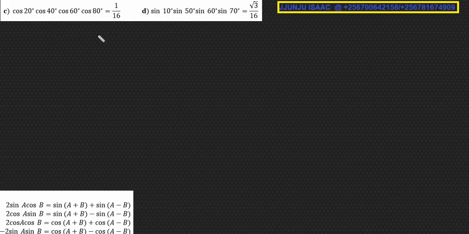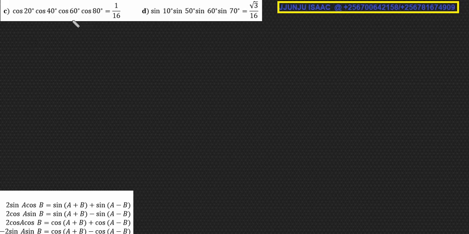Yes, let us see now this part C. We are going to apply some rules here to prove this. We need to show that this product is equal to 1 out of 16. So meaning we need to find a way of eliminating all the trigonometric ratios.